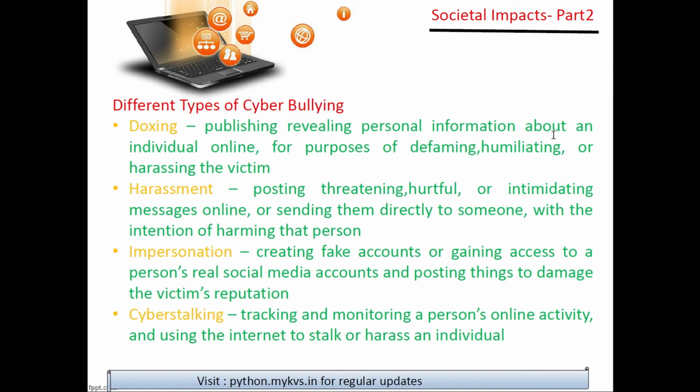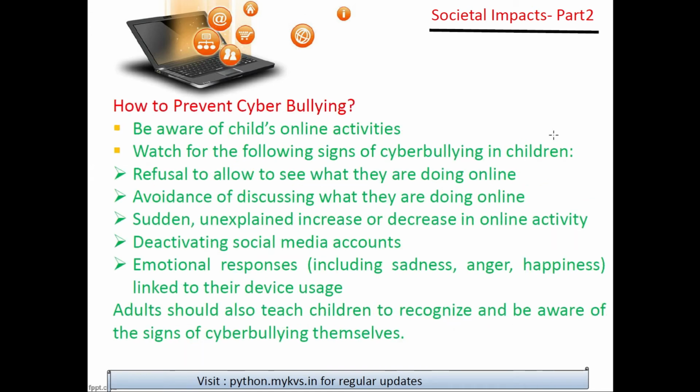Impersonation is creating fake accounts or gaining access to a person's real social media accounts and posting things to damage the victim's reputation. This is actually like identity theft, digital identity theft rather. And cyber stalking means tracking and monitoring a person's online activity and using the internet to stalk or harass an individual. Your surfing through the internet will be monitored all the time, and accordingly you will be harassed. This is called cyber stalking.